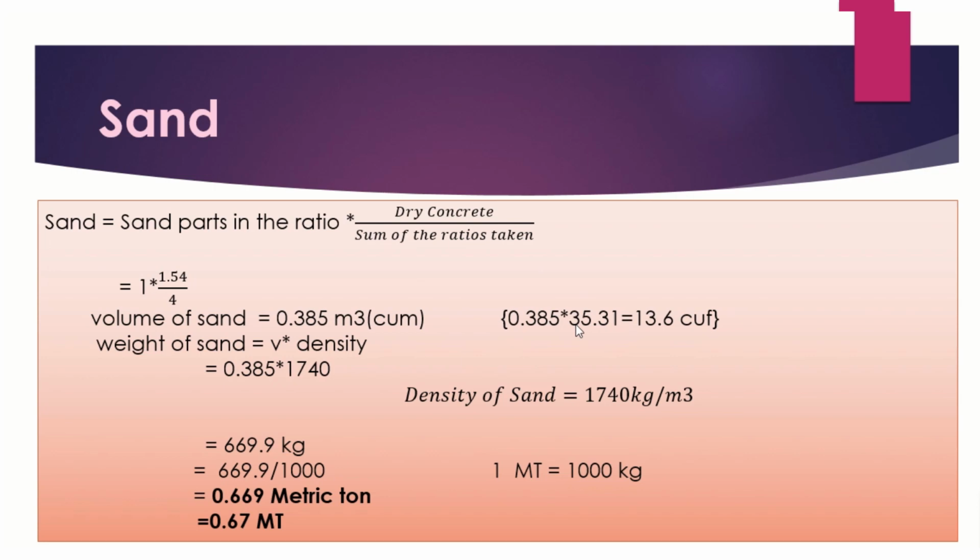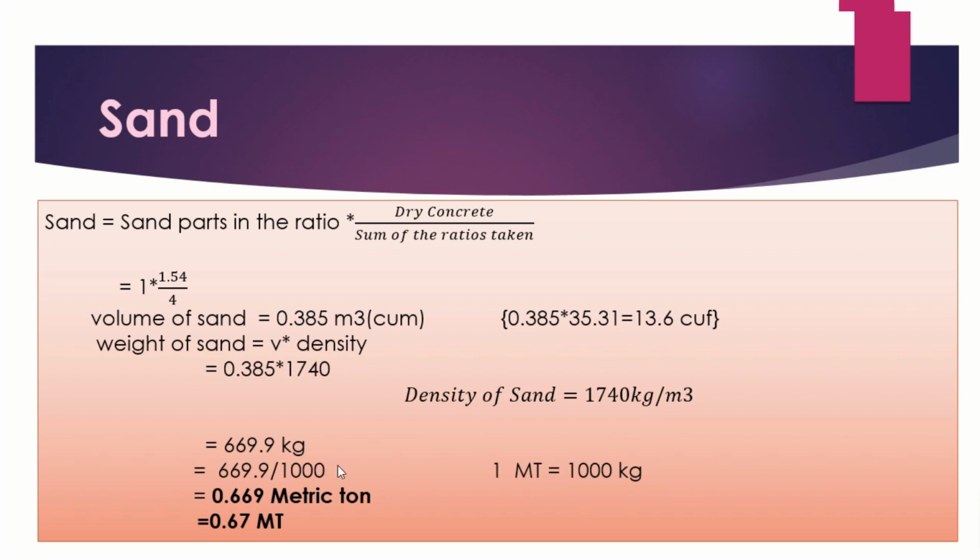Now let's calculate quantity of sand in kg. So kg means weight of sand is equal to volume into density. Now volume of this sand is 0.385, and density of sand is 1714 kg per meter cube. Now after multiplying this we'll get 669.9 kg.